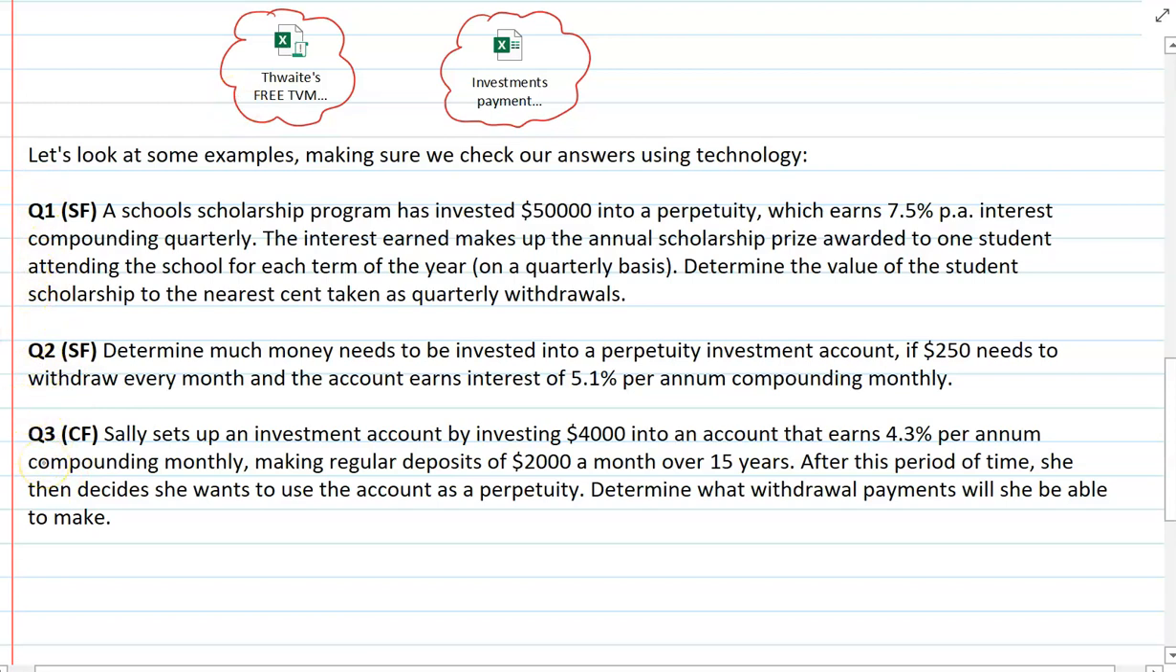The first is looking at a school scholarship program. We've invested $50,000 into a perpetuity which earns 7.5% per annum interest compounding quarterly. The interest earned makes up the annual scholarship prize awarded to one student attending the school for each term of the year. So they get that on a quarterly basis. Determine the value of the student scholarship to the nearest cent taken as quarterly withdrawals.